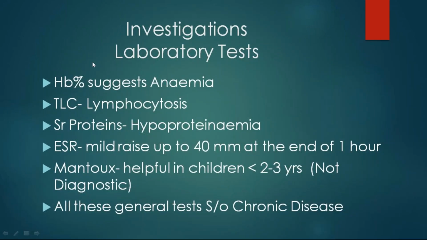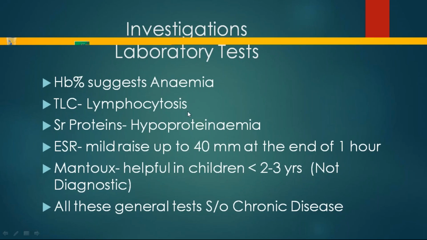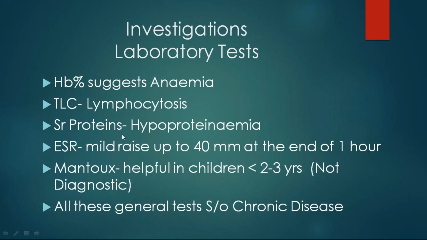So laboratory investigations, what do you do? The simple things: complete blood picture, hemoglobin, and there will be a lymphocytosis, and there will be hypoproteinemia in TB. ESR will be at least 40. Definitely it will be 60 or 80. If you test any patient and the ESR is 60 to 80, you can suspect TB in 90% of the cases.